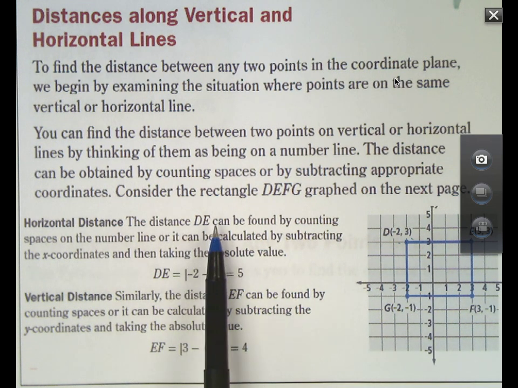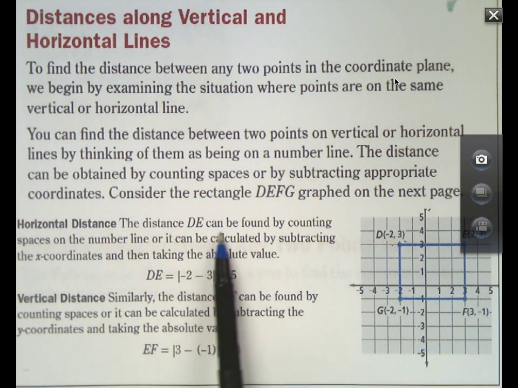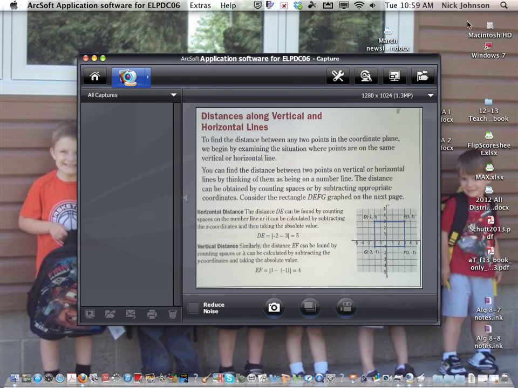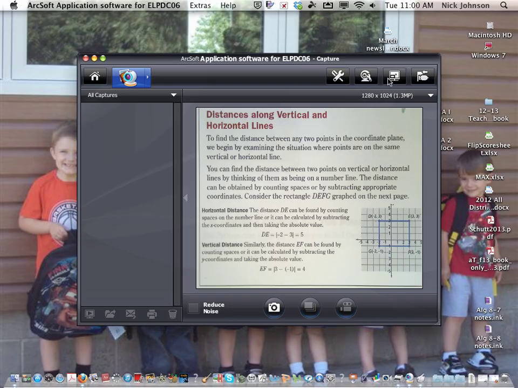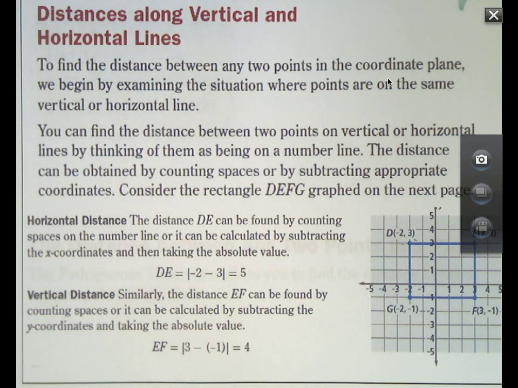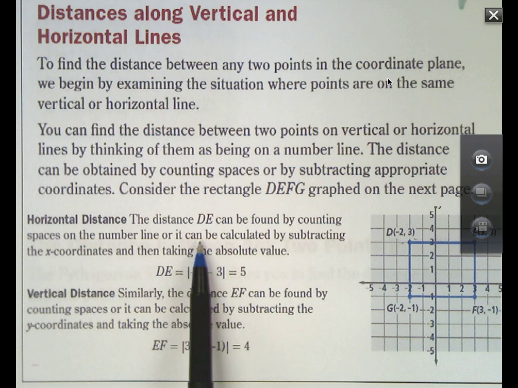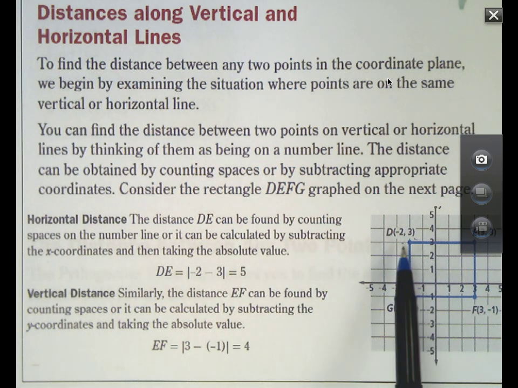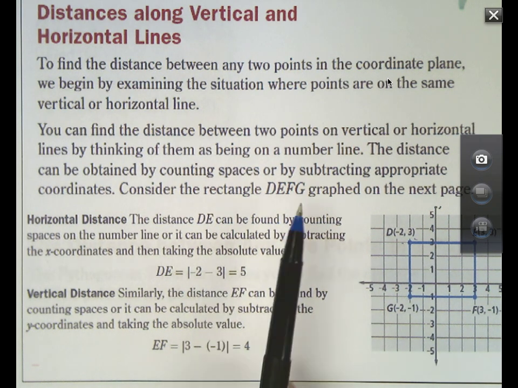Horizontal distance, DE, which is right here, can be found by counting the spaces on the number line, or it can be calculated by subtracting the x coordinates. So if you have horizontal distance, you're going to subtract the x coordinates. So it's -2 minus 3.